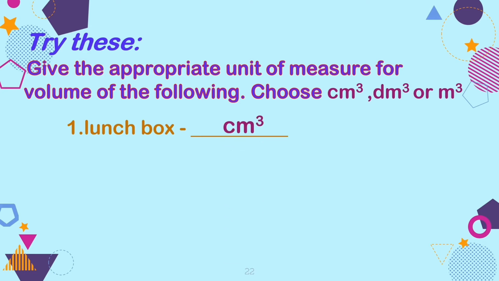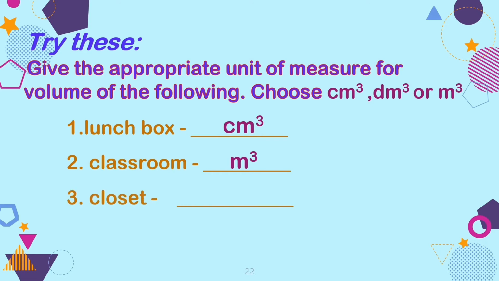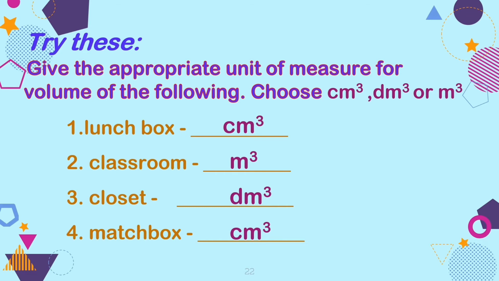Correct. Cubic centimeter. How about number 2? Classroom. Very good. Cubic meter. Number 3, closet. Yes, it's cubic decimeter. Number 4, matchbox. Very good. It's cubic centimeter.